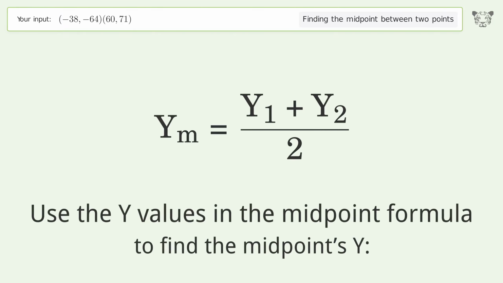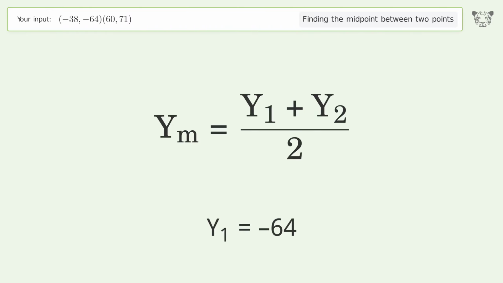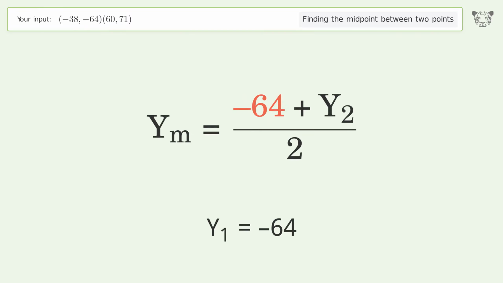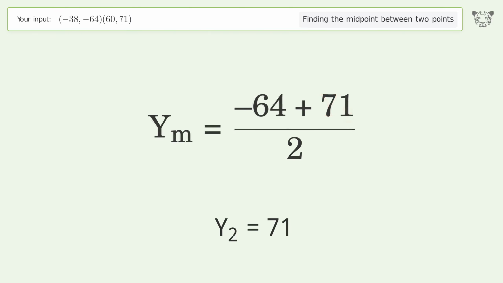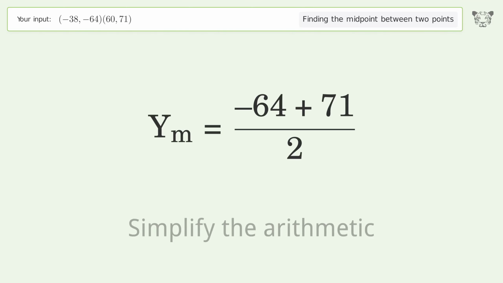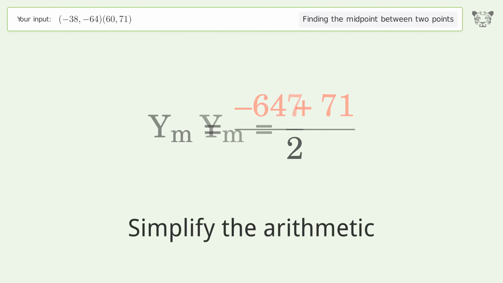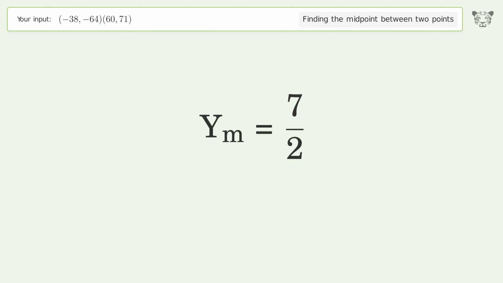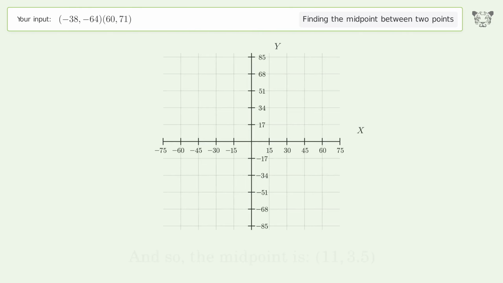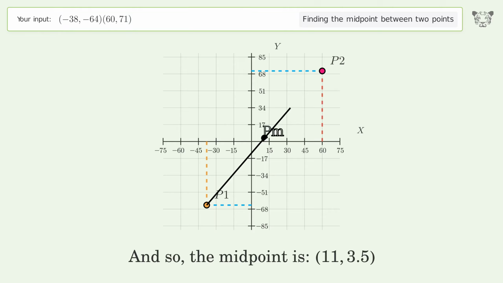Use the y values in the midpoint formula to find the midpoint's y. y1 equals negative 64. y2 equals 71. Simplify the arithmetic. And so, the midpoint is 11, 3.5.